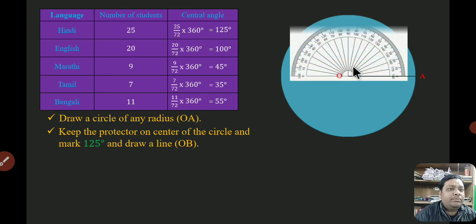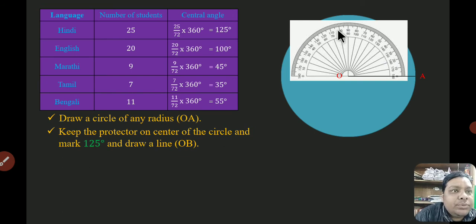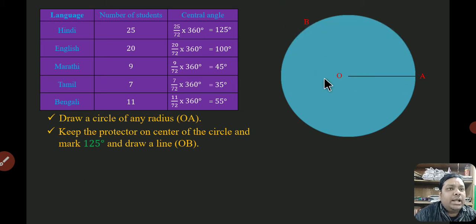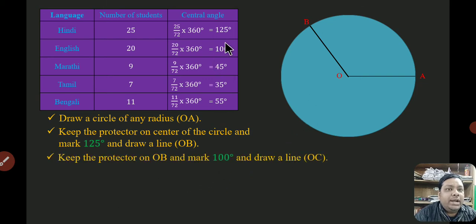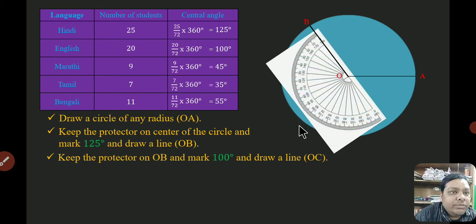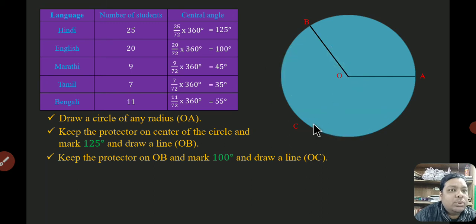Okay. Here we will keep the protractor. 125 should be here. Yes. So here we will mark B. Okay. And now we will remove the protractor first and then draw a line OB. Done. Again we will get the new line OB. So again we will keep the protractor on OB. Okay. You can see here, keep the protractor on OB and now the next angle is 100 degree. 100 degree here. So we will mark it C here. Okay. And then remove the protractor and join O to C.